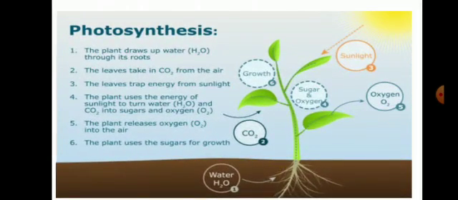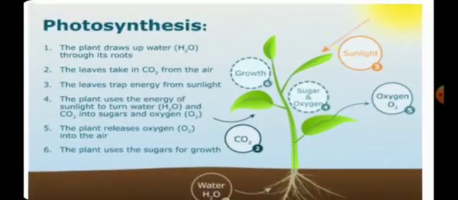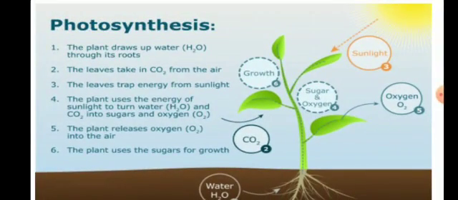Photosynthesis process: plants draw up water through their roots. The leaves take CO2 from air. The leaves trap energy from sunlight. The plant uses the energy of sunlight to turn water and CO2 into sugars and oxygen. The plant releases oxygen into the air, and the sugar is used for its growth.